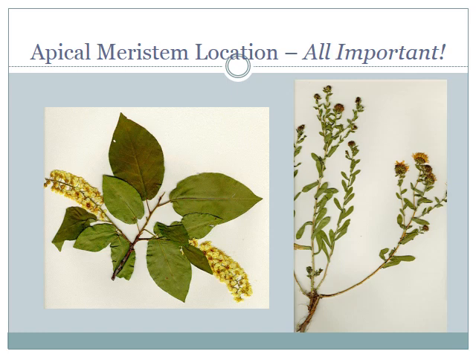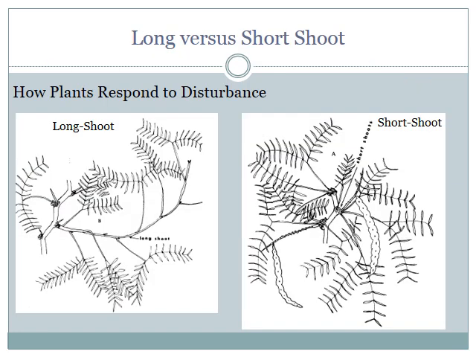Apical meristems are all important. We've talked about this before, but when you're managing, it's really important to pay attention to where the apical meristems are and how likely they are to be removed. Plants that have been disturbed will often tend to keep their meristems closer to the base or the center of the plant, and we have what we call a long shoot and short shoot response.